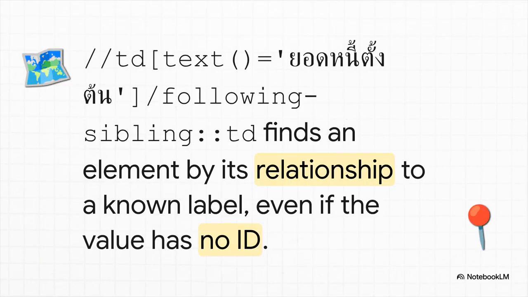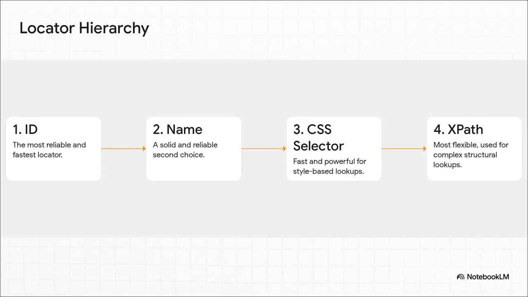Now this is super cool. This is how we actually solve that core problem of grabbing our data. Using something called XPath axes, we can find an element based on its relationship to another one. It's like finding a value right next to its label, even if the value itself has no unique ID at all. Now, even though XPath is a superhero for our specific problem, it's not the tool you should reach for first. Any good automation framework follows a really clear priority list for choosing locators. You do this to make sure your tests are as fast and as stable as they can possibly be.